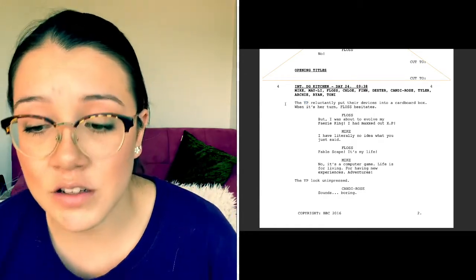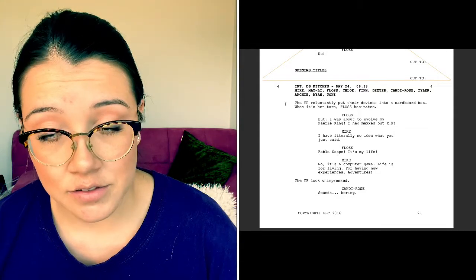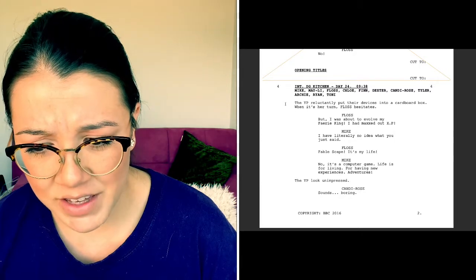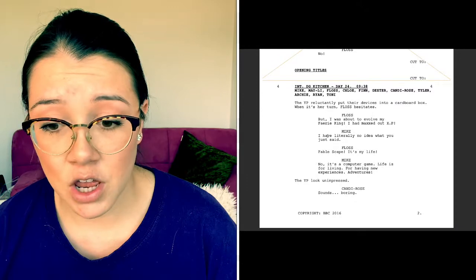The young people reluctantly put their devices into a cardboard box. When it's her turn, Floss hesitates. But I was about to evolve my Fairy King. I had maxed out XP. I literally have no idea what you just said.